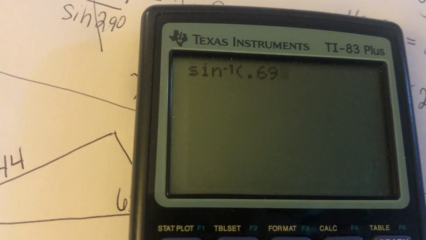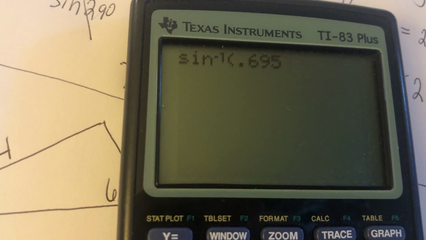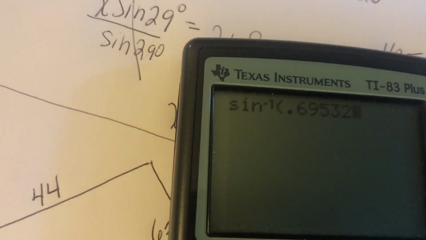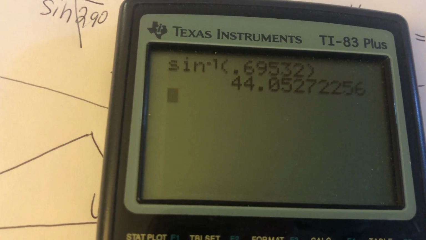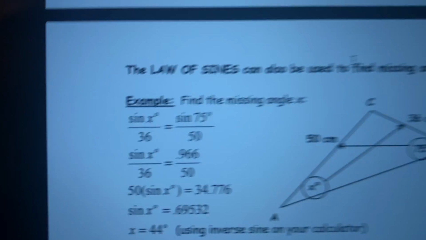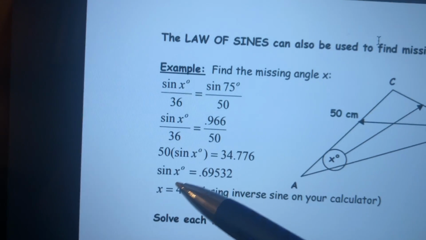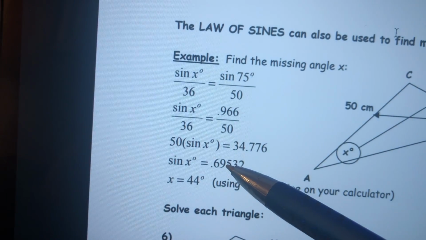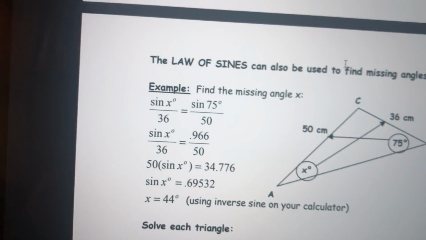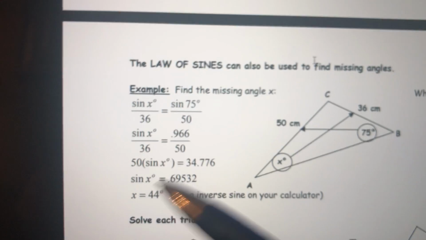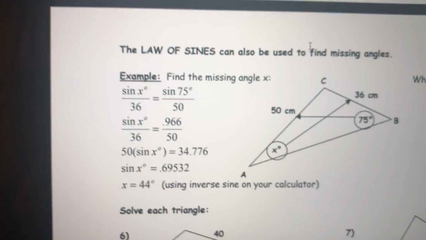6, 9, 5, 3, 2. Enter. And it gives you about 44 degrees, which is what we had right here in the example. But that's how they got that. You have to do the inverse. Okay, what angle gives you that sine? The angle of what degrees? So anytime you're looking for a missing angle, that's when you're going to do inverse.